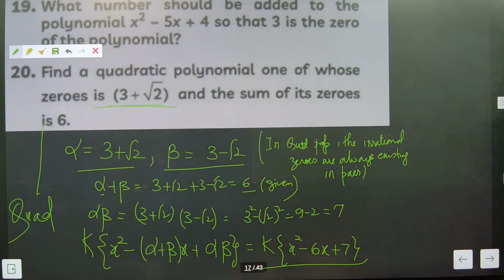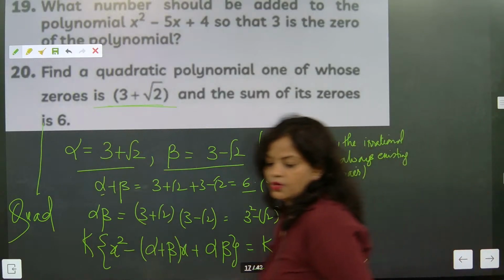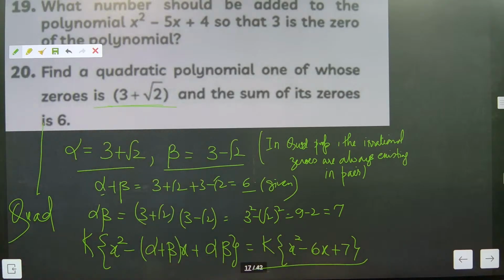Please see question number 20 everyone. Note down, this question set will be available. Don't worry about this.